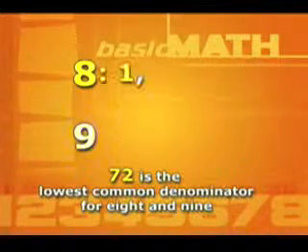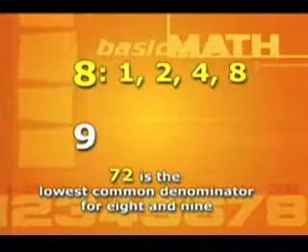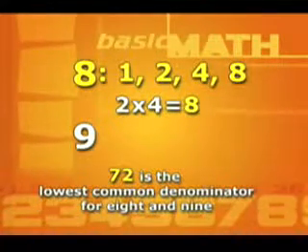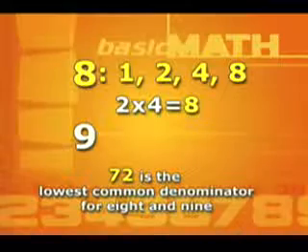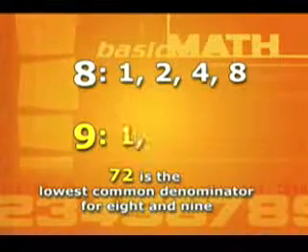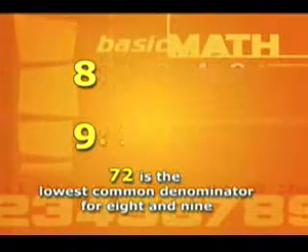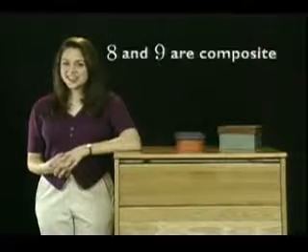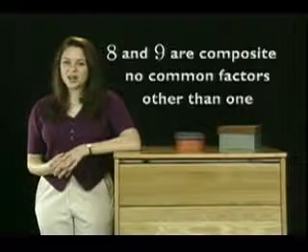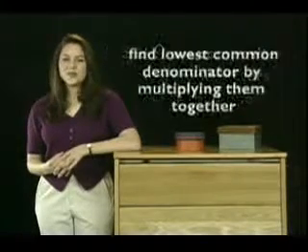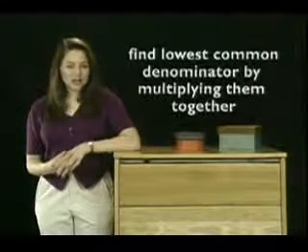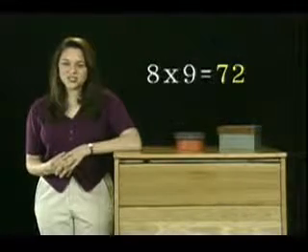8 has factors of 1, 2, 4, and 8. 1 times 8 is 8, and 2 times 4 is 8. So each of these numbers can be multiplied by another to get 8. 9 has factors of 1, 3, and 9. But 8 and 9 don't have any common factors besides 1. So since 8 and 9 are composite and do not have any common factors other than 1, we find the lowest common denominator by multiplying them together. The lowest common denominator then is 72, or 8 times 9.